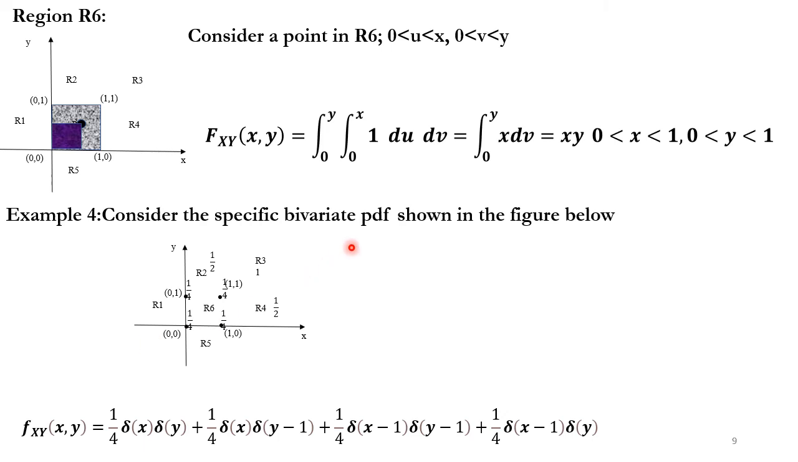We consider the next problem, the fourth one. We have been given the bivariate CDF as these 4 points. The points are (0,0), (1,0), (1,1) and (0,1), and the probability values are given as 1 by 4. So therefore, the bivariate CDF can be written as 1 over 4 delta x delta y from this point, plus 1 by 4 delta x delta y minus 1 from this point, then plus 1 by 4 delta x minus 1 delta y minus 1 from this point, plus 1 by 4 delta x minus 1 delta y from this point.